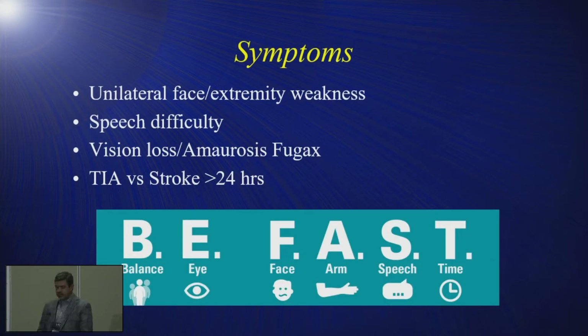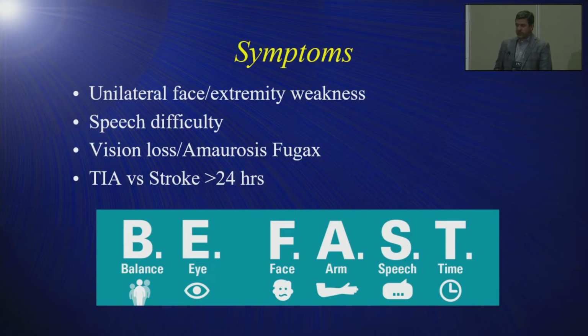So what are the symptoms? Unilateral facial or extremity weakness, speech difficulties, vision problems. TIA versus stroke is a 24-hour thing. If it's after 24 hours, it's usually considered a stroke, but it's BE FAST: look for balance, eyes, face, arm, speech, and then time is, let's get them to the ER. So let's say that again. If you have a TIA or a stroke, a patient needs to go to the ER.